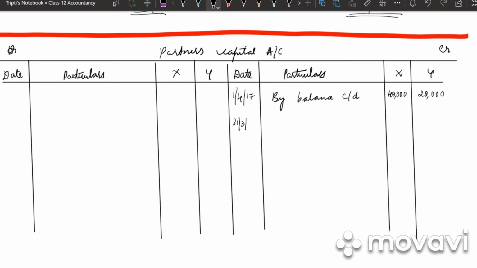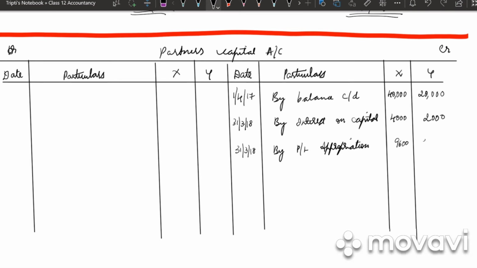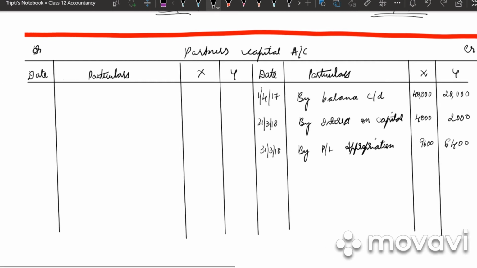Then on 31st March 2018 we have interest on capital. How much is it? 4,000, 2,000. Then we transfer our profit and loss appropriation balance, which we had found out in our profit and loss account, 9,600, 6,400.